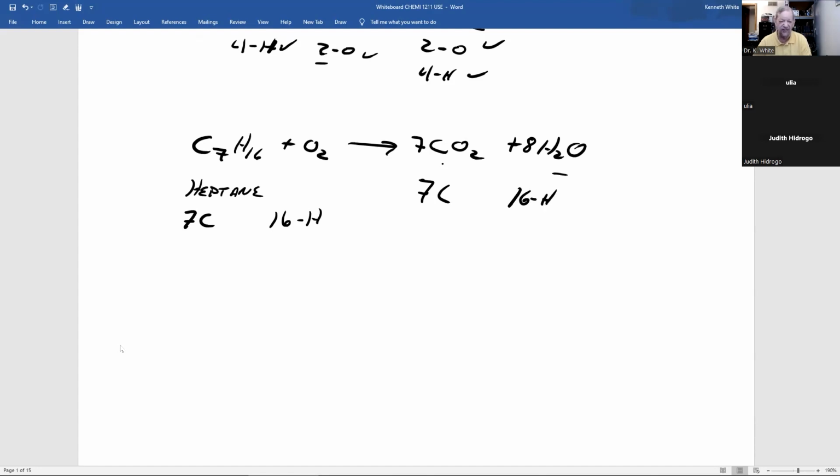And finally, oxygen. Here we have 2. Remember, when you're looking at an atom, you add up all the atoms on the side you're looking at in all the molecules. And on the product side, we have 7 times 2 is 14 oxygen. We have 8 times 1, which is 8 oxygen, and add that all together. And hopefully I did it right, 22 oxygen.